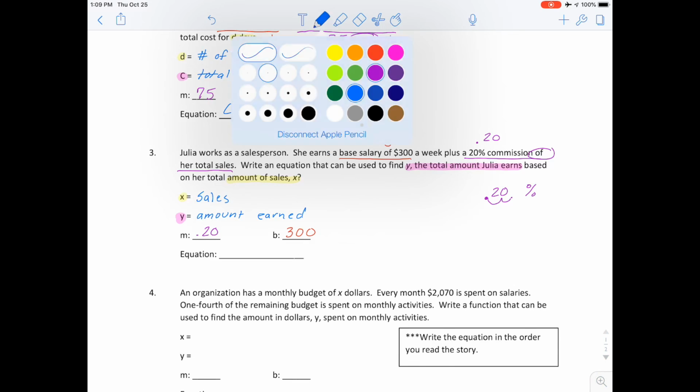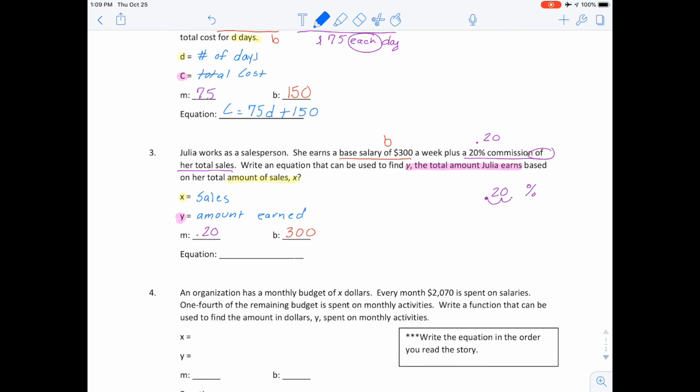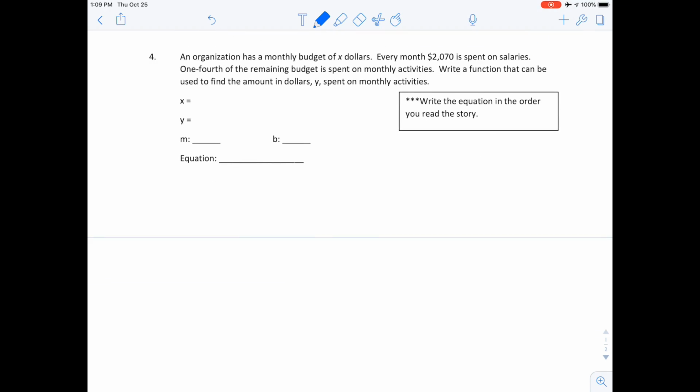So now we have M and B. So we are going to write our equation. So we have Y equals 0.20x plus 300. So we've got 20% times however many sales she makes plus her base salary of $300. All right, last one here.